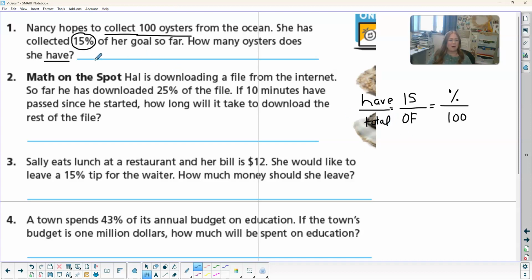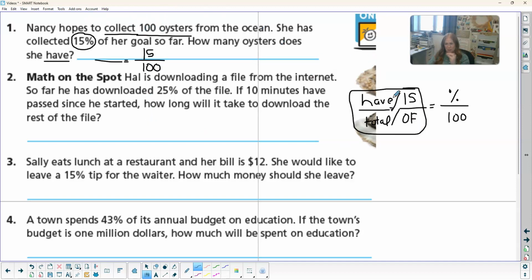So let's set up our problem here. So percent, so we got our percent here. So these are the same. Is, have, total, of. We are looking for the percent out of 100. So we know the percent, 15%. So we're going to put that here, and we know it's out of 100. That's our secret number. So she wants to collect 100 oysters.